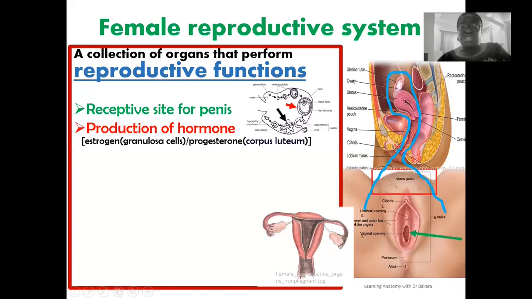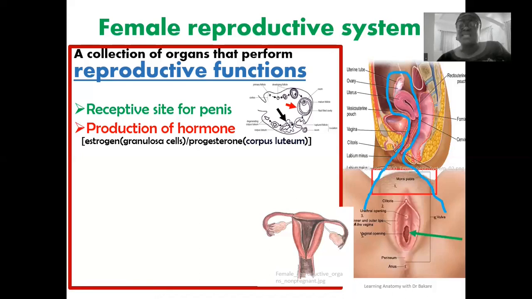This corpus luteum will begin to secrete progesterone, because we know that after the release of an egg, the next phase is for fertilization to occur. And of course, after fertilization, implantation within the uterus also should follow suit. And for implantation to occur, progesterone will be secreted by the corpus luteum, which is referred to as the pregnancy hormone. This hormone will act on the endometrium lining of the uterus so as to prepare the uterus for implantation.